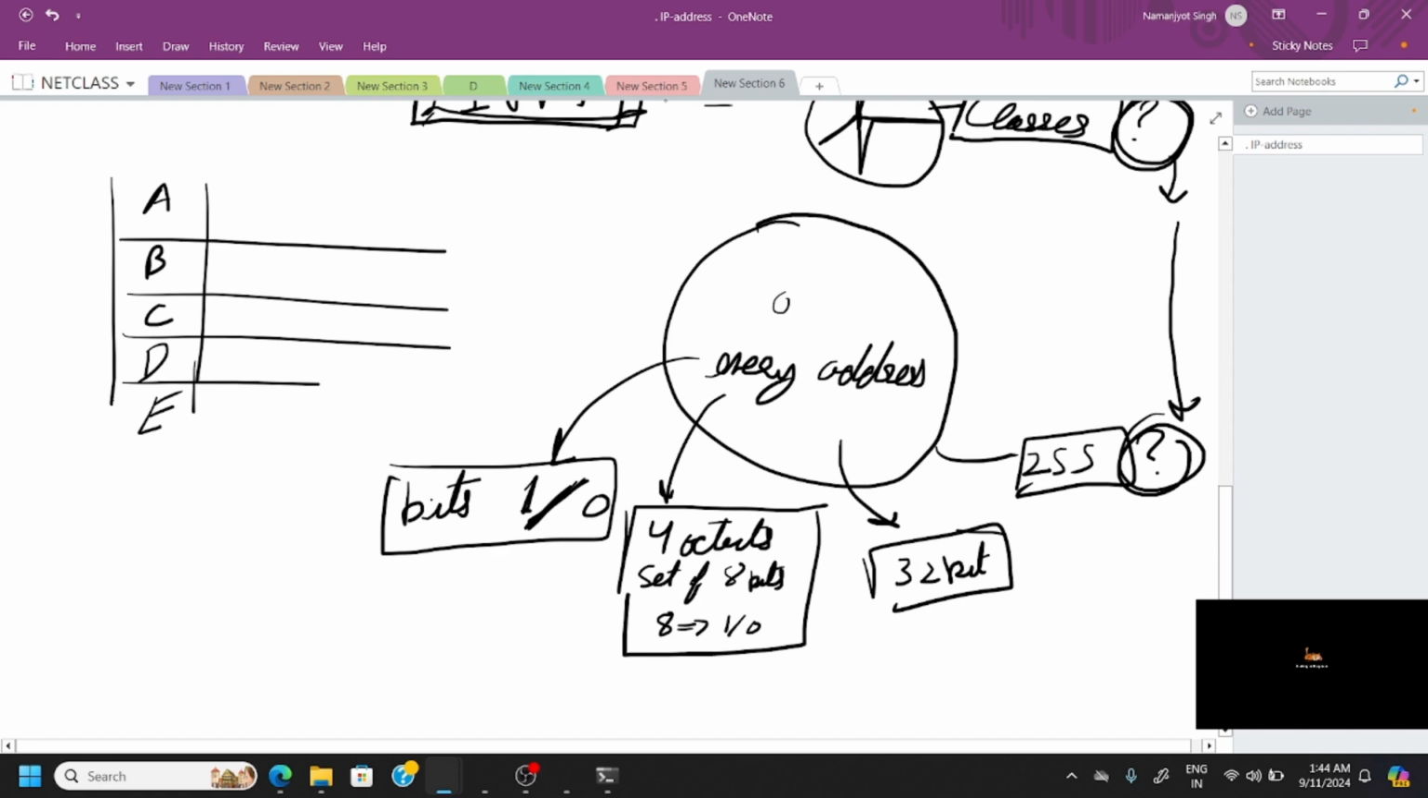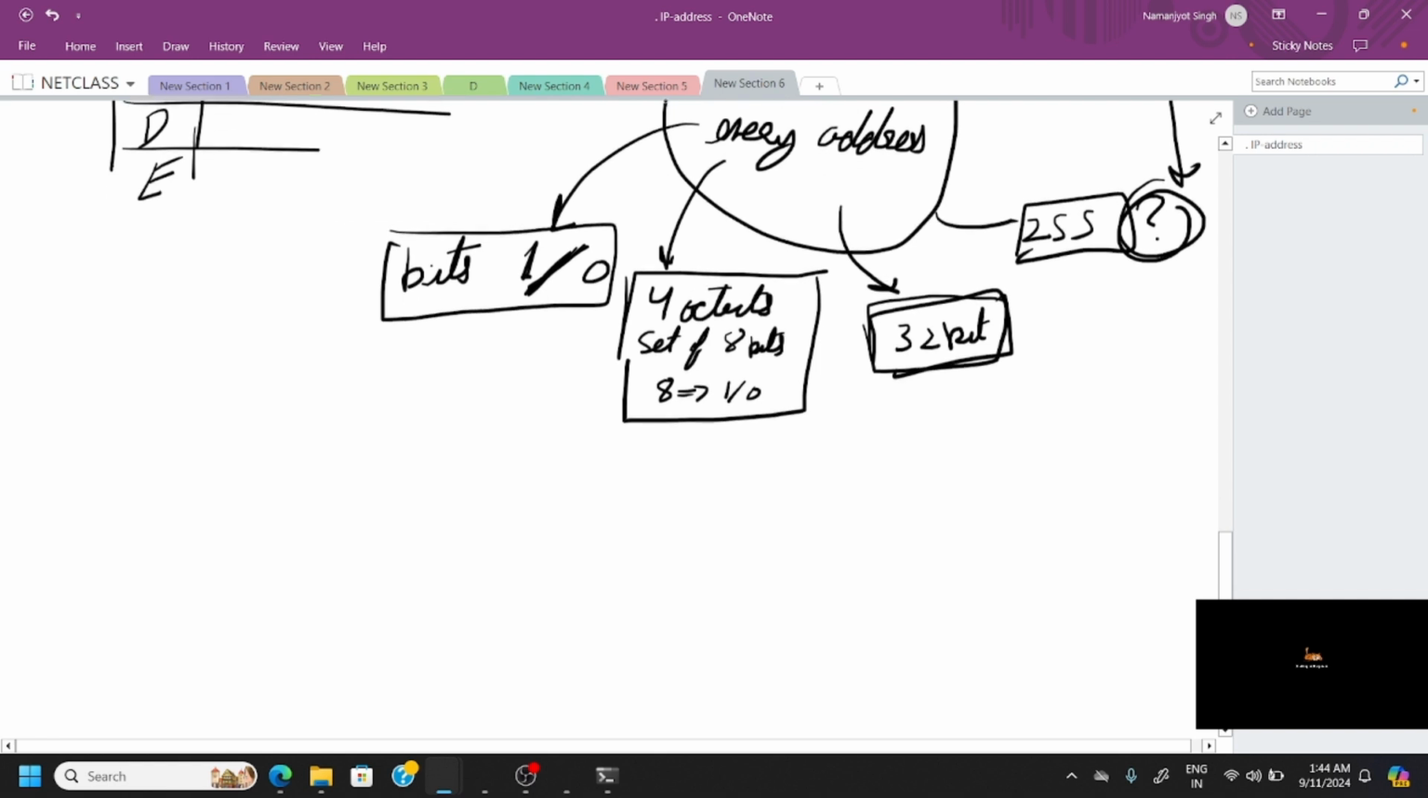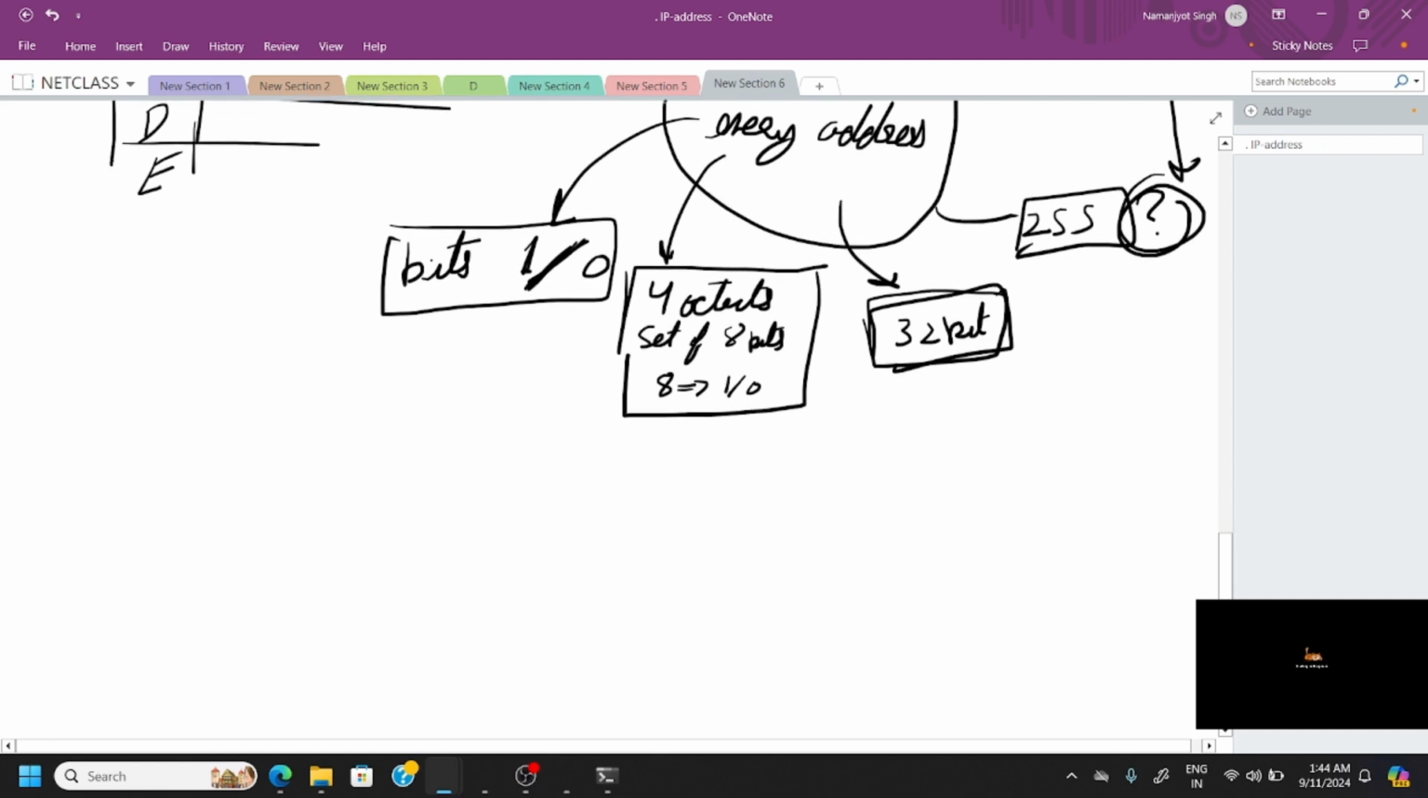Why is it 32? Because there are 4 octets. I will explain. So let's say we have an IP address. How do we get an IP address? How do we know the IP address of our node?